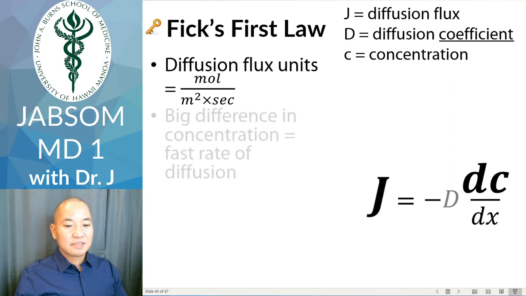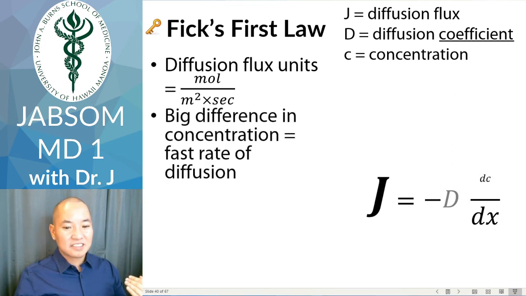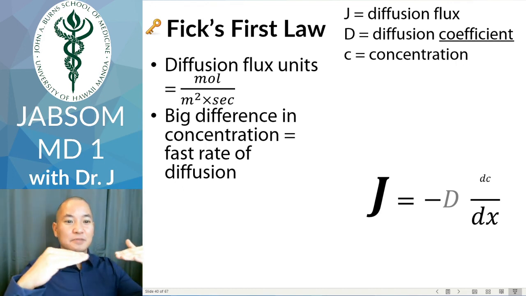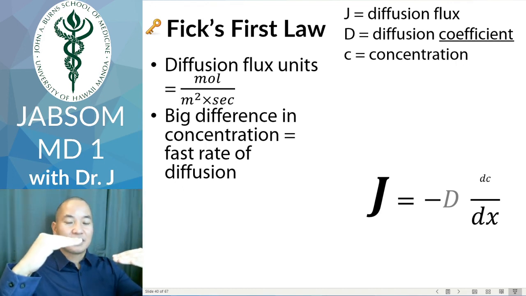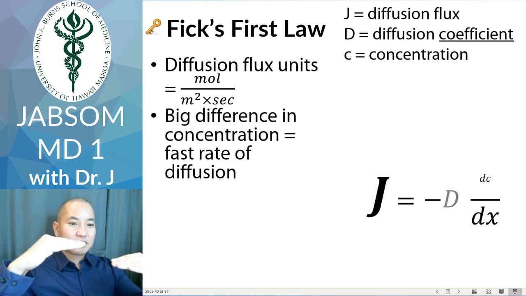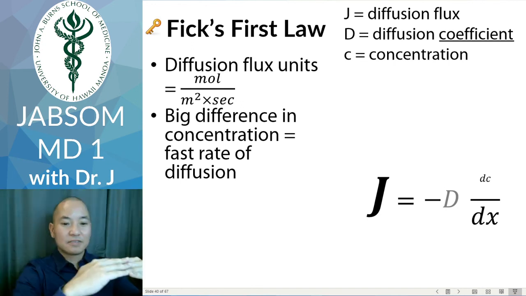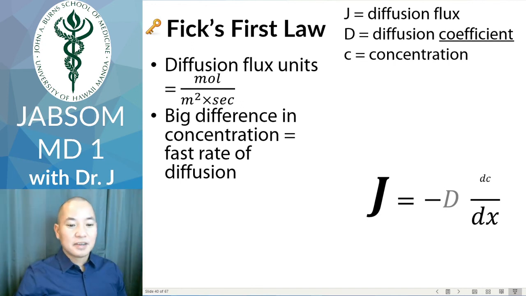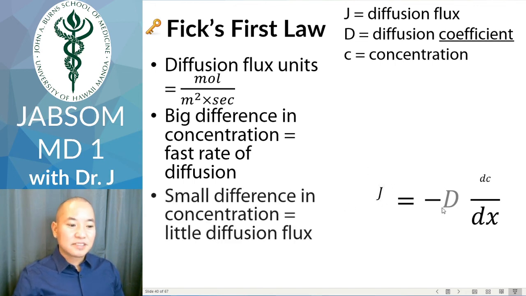What if it has a small difference in concentration? So say one side only has a little more of a solute than the other. Well, compared to the previous example where you had a big difference, a small difference is going to have very slow diffusion. It's still going to diffuse, but relatively less. Smaller numerator, smaller overall number. Therefore, a small difference means slower diffusion flux compared to a big difference.